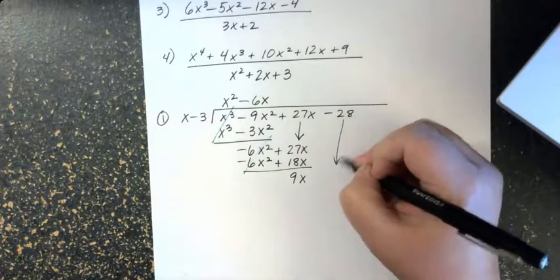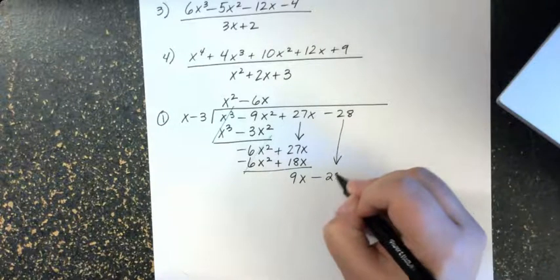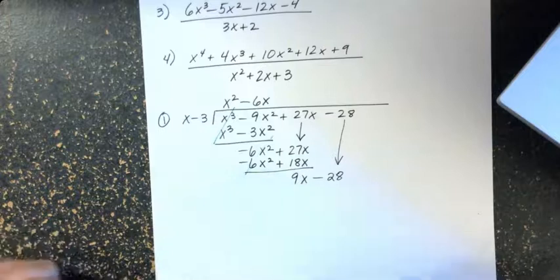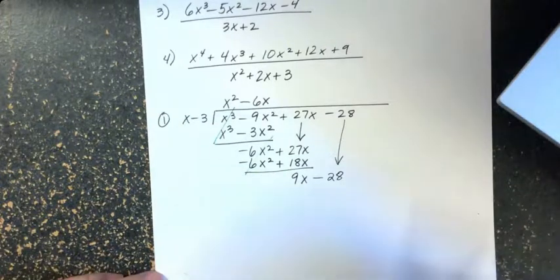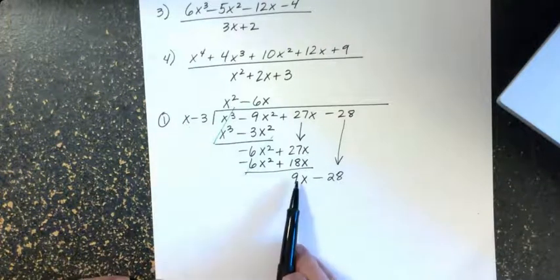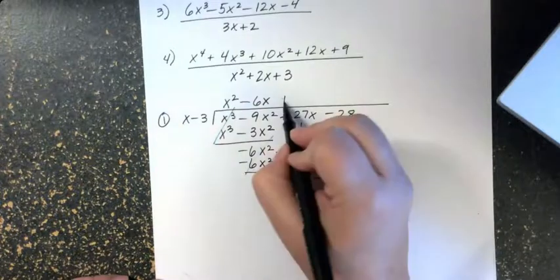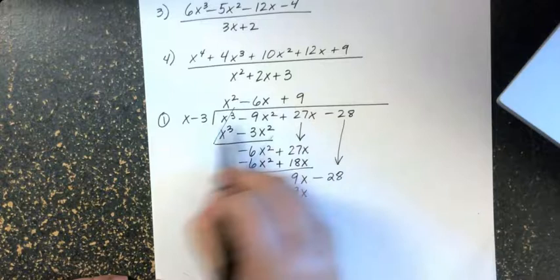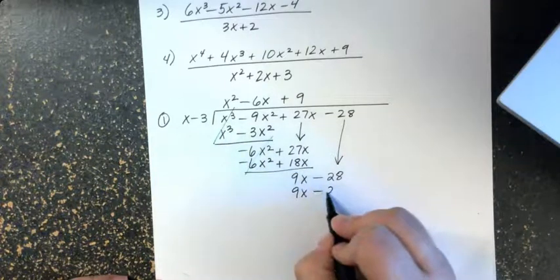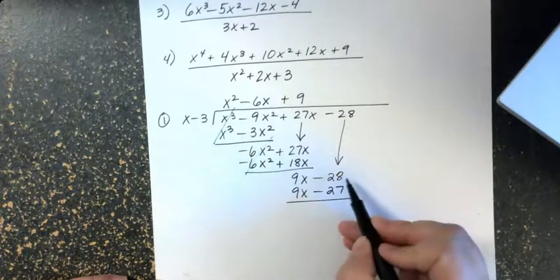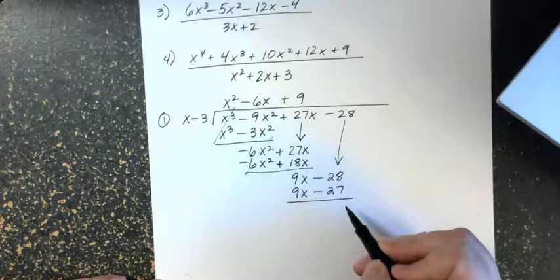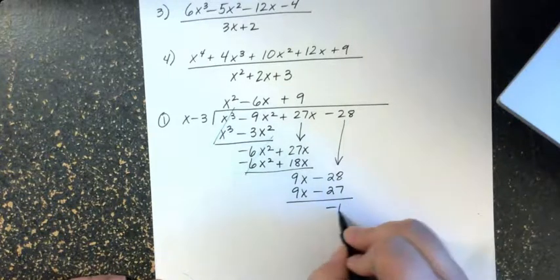And again, bring down another term so that I'm dividing two terms into two terms. My final sequence here is x times what makes 9x? That would be 9. 9 times x is 9x. 9 times negative 3 is negative 27. Negative 28 minus a negative 27 is negative 28 plus 27, which gives me negative 1.